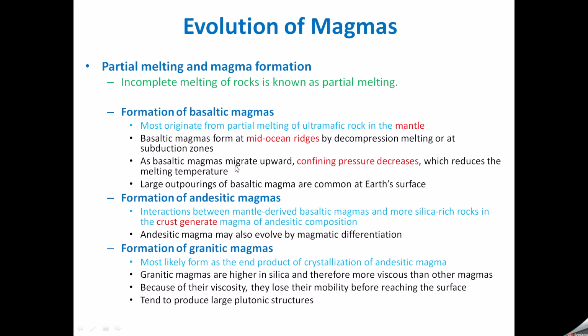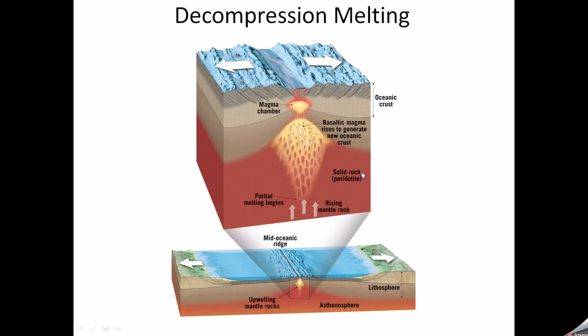As basaltic magma migrates upward, confining pressure decreases, which reduces the melting temperature. Large outpourings of basaltic magma are common at the Earth's surface. So let's look at this. Here we have the asthenosphere and lithosphere, and in the asthenosphere we have magma upwelling from the mantle rocks. When the magma is rising up, what happens? The magma is rising mantle rock. Partial melting happens here because of the decompression.